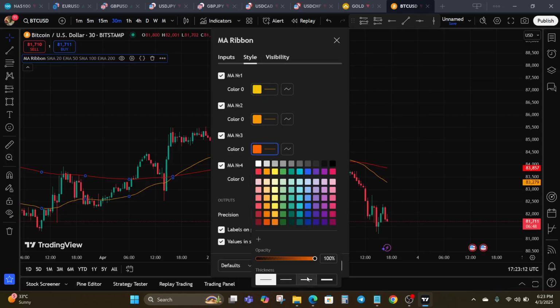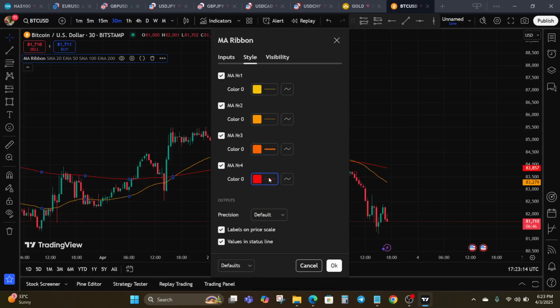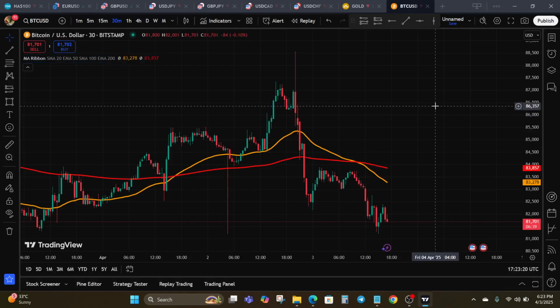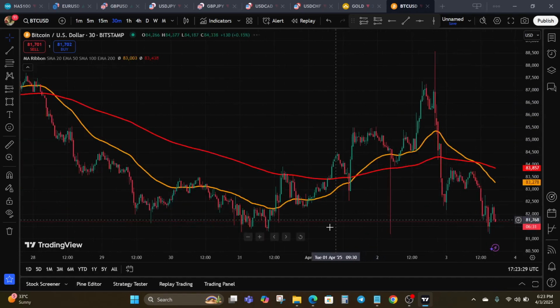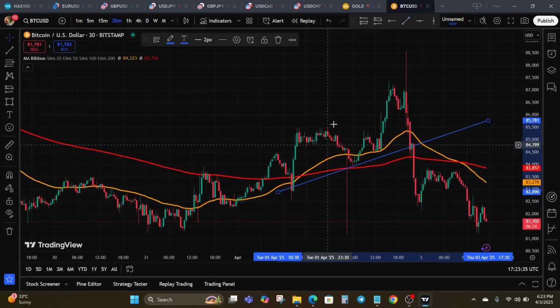The 50 period EMA and the 200 period EMA. When the price crosses above or below these EMAs, it can indicate the start of a new trend. Basically, when price crosses above the 50 and 200 period EMAs, it shows upward momentum. Can you see? There was actually an upward move happening around here.